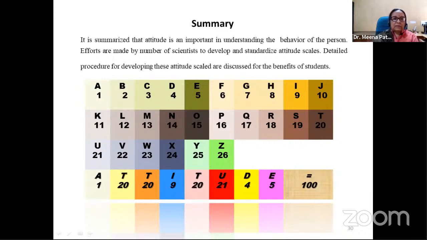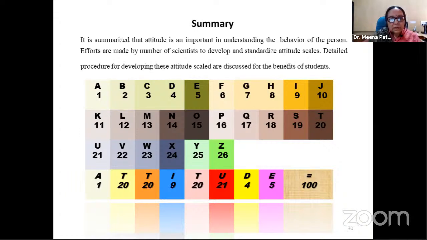So, in summary, attitude is important in understanding the behavior of a person. Efforts have been made by a number of scientists to develop and standardize attitude scales. Here we have given 3 to 4 scales, how they were developed and what the value of reliability is. The detailed procedure for developing an attitude scale is discussed for the benefit of students.